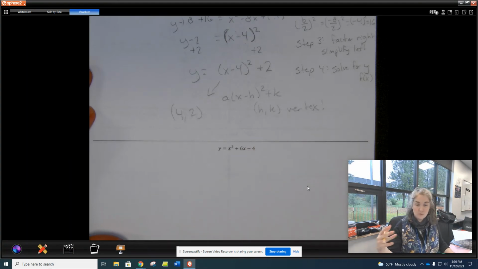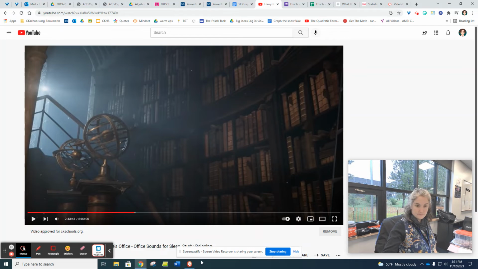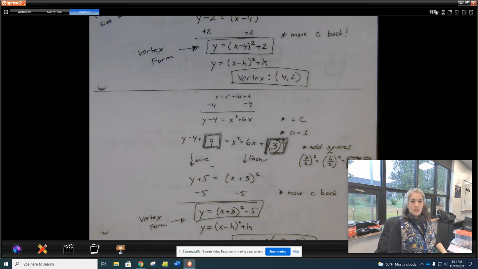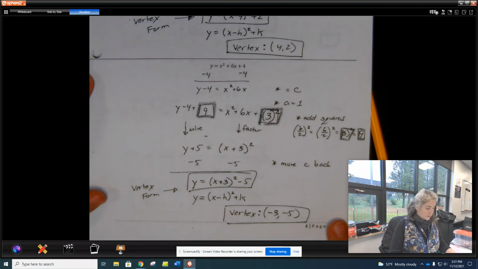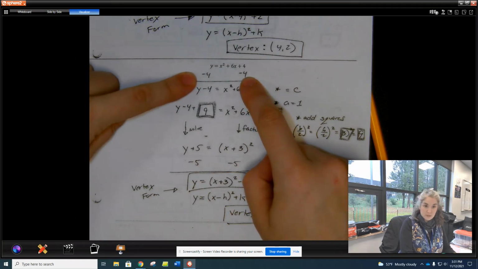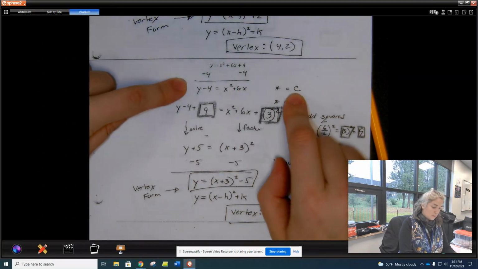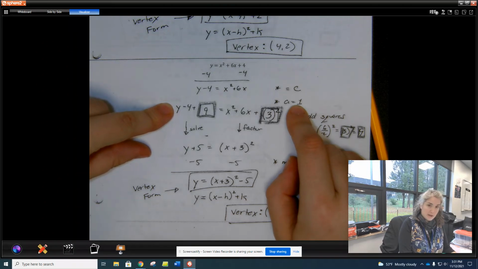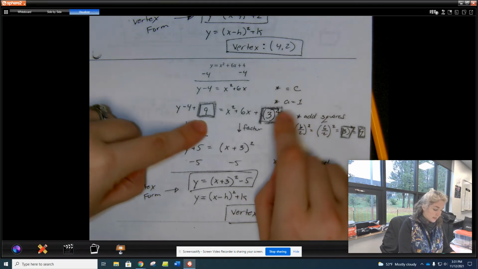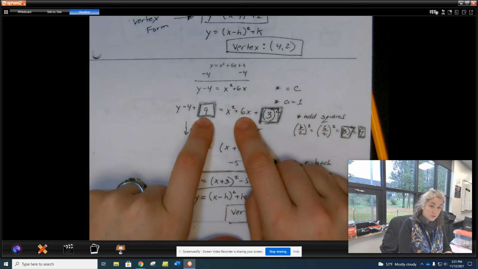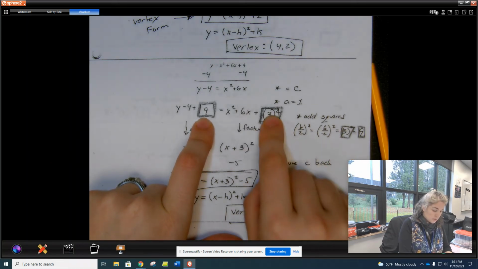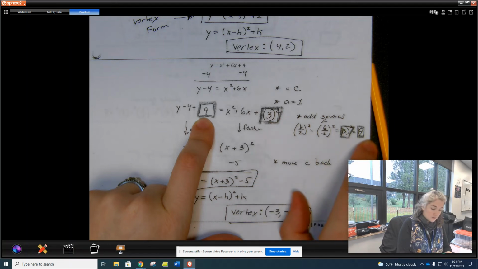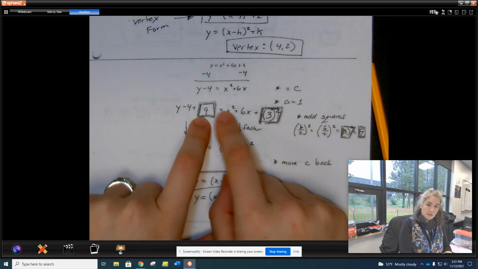So pause the video, try this one out. All right, now that you've tried that out for yourself, you should have minus 4 from both sides first, right? And then we want to, our a equals 1, so we're good there, right? And then we want to figure out what our square is that we need to add. Well, 6 divided by 2 is 3, so 3 squared is going to go on our right. And then 3 squared is the same as 9, so 9 is going to go on the left.